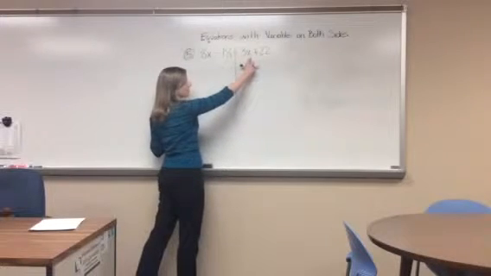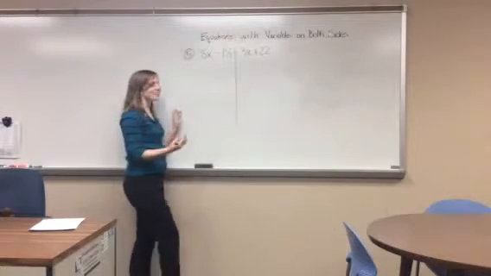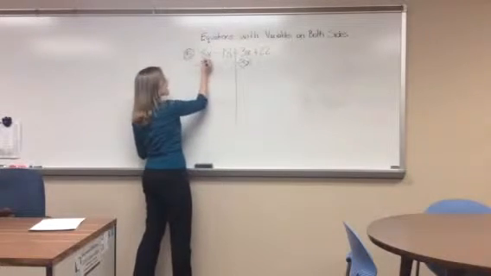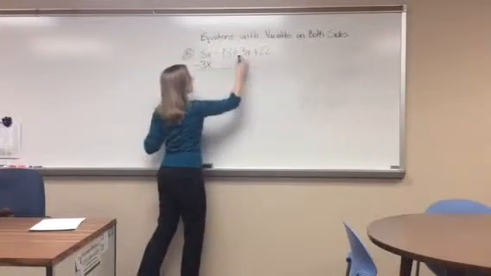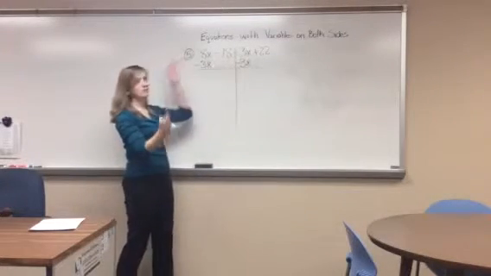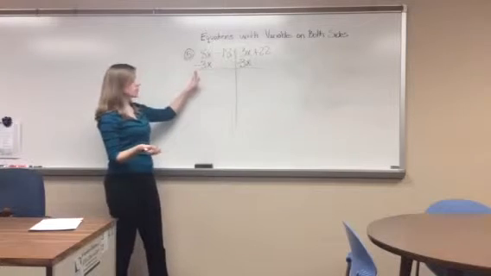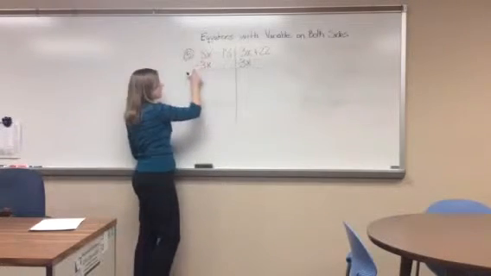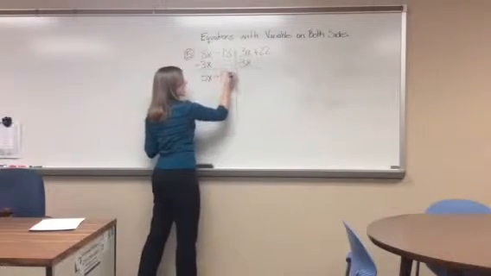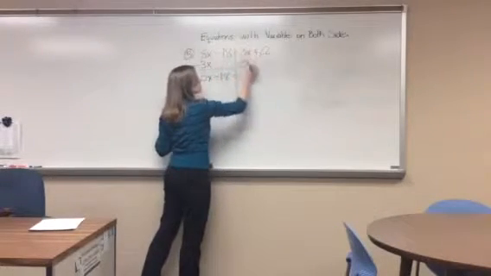This is a positive 3x. To cancel out a positive 3x, we're going to subtract 3x from both sides. Make sure you put your x's together, okay? Don't combine the 3x with the 18, all right? The x's go with each other. So 8x minus 3x is 5x minus 18 equals 22.